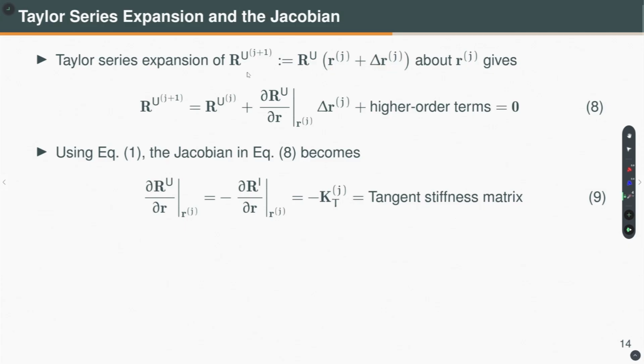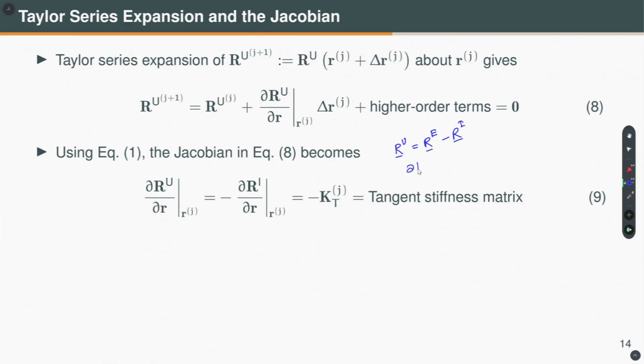So, if I do a Taylor series expansion of this about Rj, then I can write it in this manner, where we have higher order terms that we are ignoring. Now, what is this? Well, if we use equation 1, which tells us the unbalanced force vector is equal to external force vector minus the internal resisting force vector.